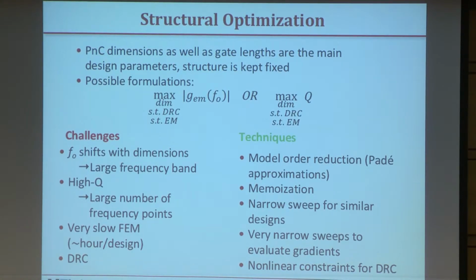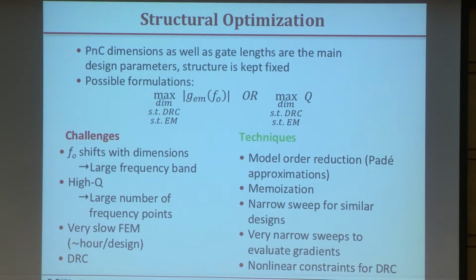The second problem, I'm looking for high Q resonators. I'm looking for high Q peaks, so they will become very narrow, which means I need to take lots of simulation points in the frequency domain to be able to resolve it. So I have wide bandwidth, lots of points, and that's basically a recipe for a very slow FEM simulation. A single simulation ended up taking 1 hour just to evaluate a single design.